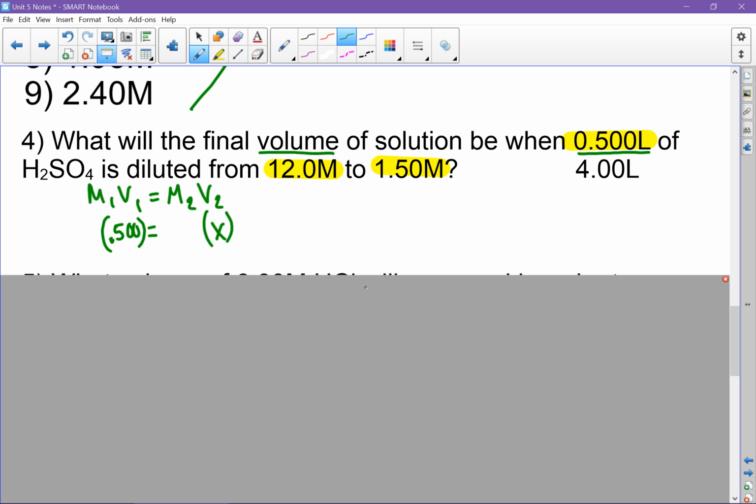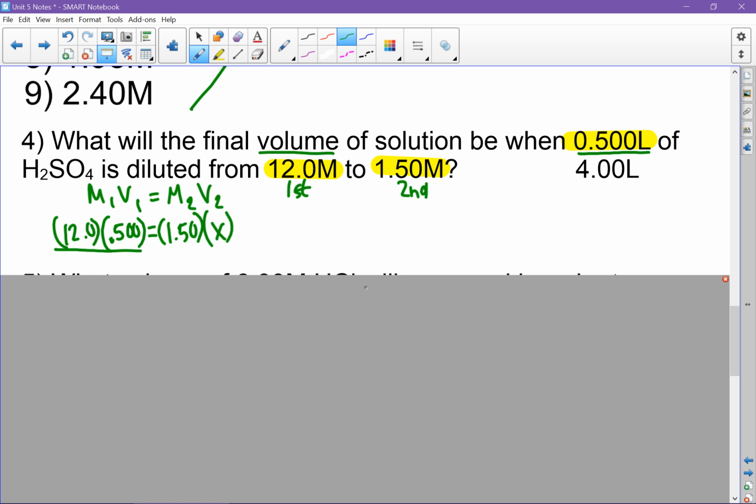And then you have to be careful. It says it's diluted from 12 to 1.5. So from means this happened first, and this one was second. So 12 is the first molarity, and the second molarity is 1.50. So then you're all set to solve.